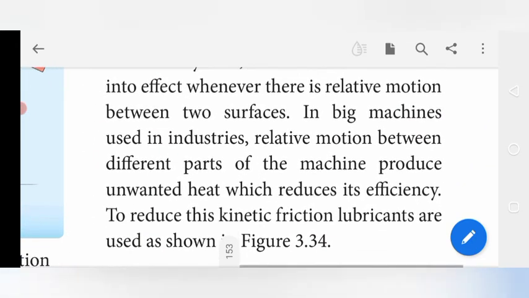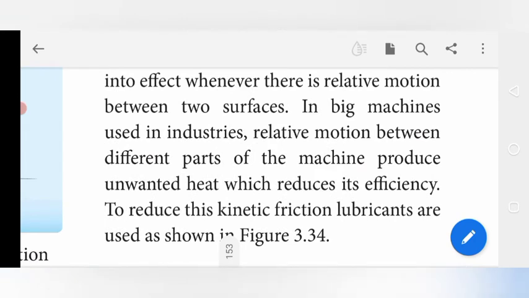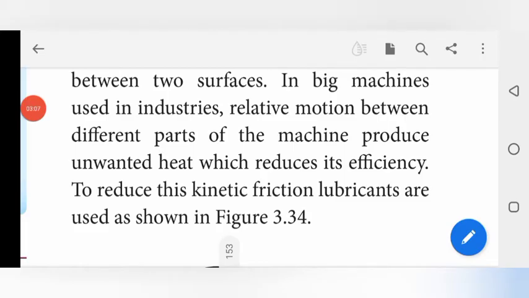And if we want to reduce this frictional force, we have to use lubricants. That is the method of reducing the frictional force here. Why do we reduce the friction? For big machines in industries, because of the relative motion of the parts of the machines, a large amount of heat can be produced. We have to reduce that heat, as it also affects the efficiency of the machine. That's why we have to use lubricants to reduce the kinetic friction value.